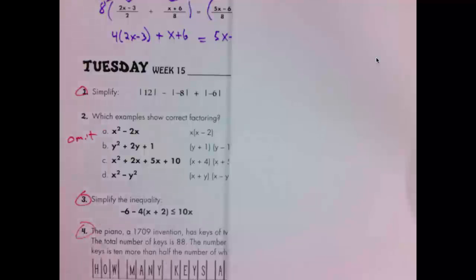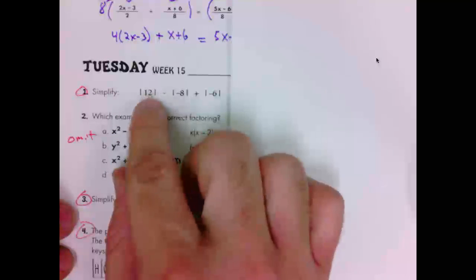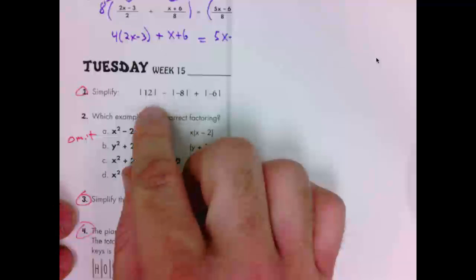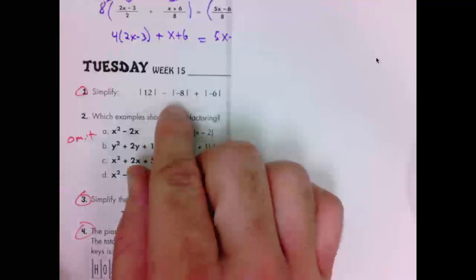Alright, we're going to be looking at our Algebra 1 Math review for Tuesday, Wednesday, and Thursday of week 15. Number 1 says simplify the expression. The bars on the side mean the absolute value. The absolute value of 12, subtract the absolute value of negative 8, plus the absolute value of negative 6. Well, the absolute value means the distance from 0 on the number line.